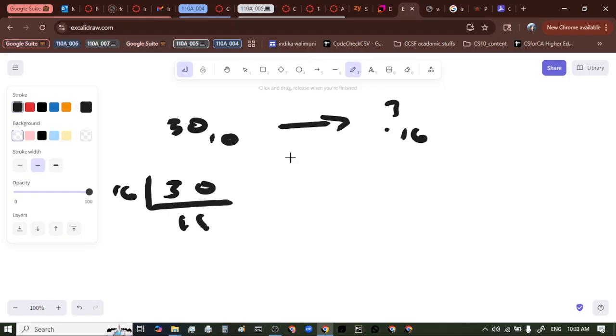Yeah, sorry. There's 1 there, right? So what's left? 14. Right? So when we divide 30 by 16, that's 1 there, right? So yeah. So the remainder is 14.